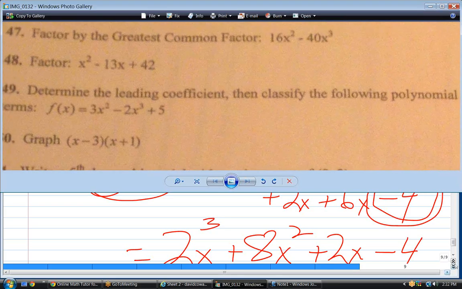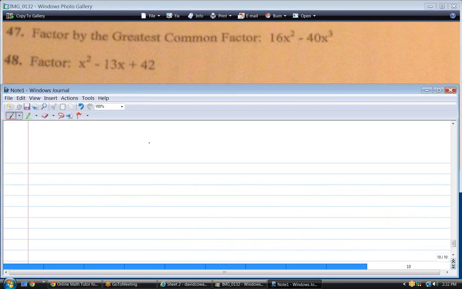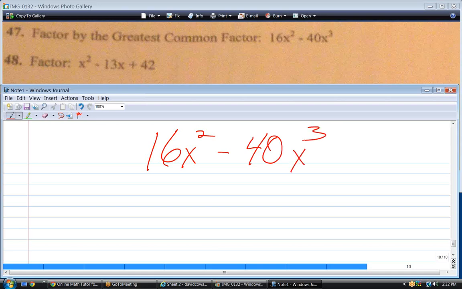Greatest common factor. What that means is we want the greatest term that I can divide into both of these terms evenly. Let's look at the number first, and we'll look at the variable second. What's the greatest number that can be divided into both 16 and 40? 8. Okay, so I can factor out an 8.